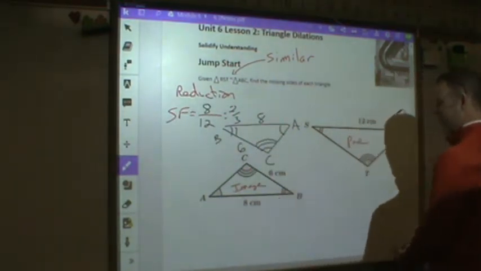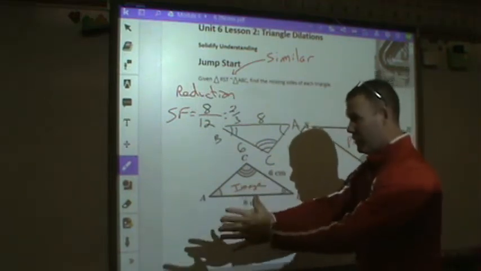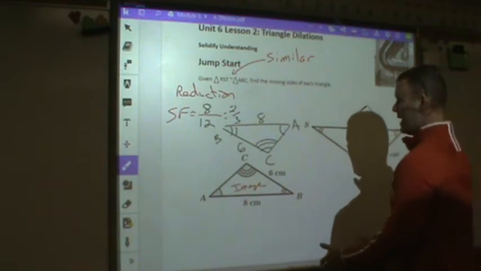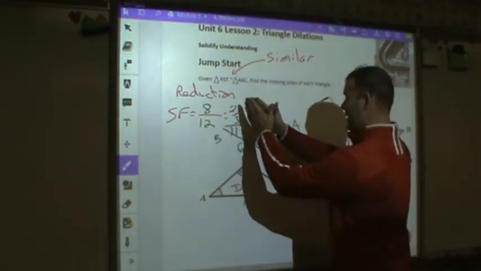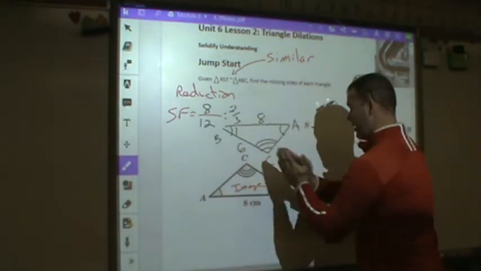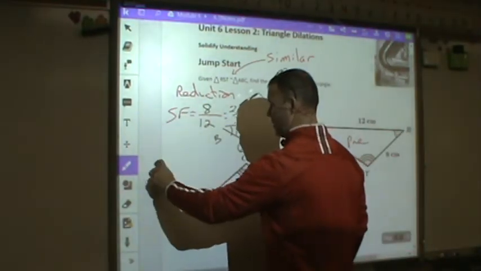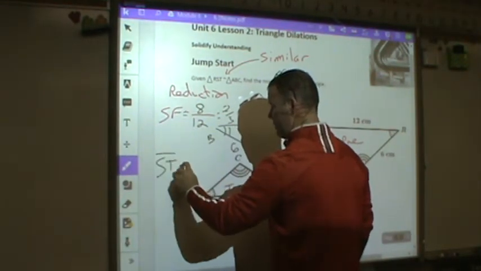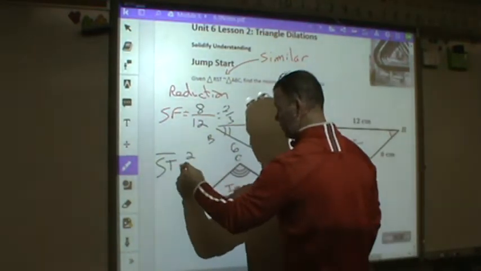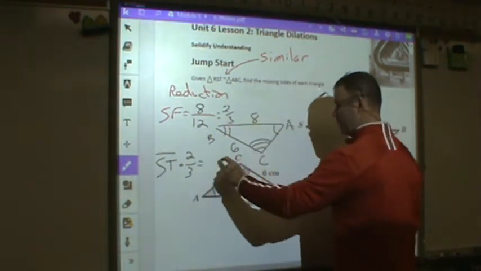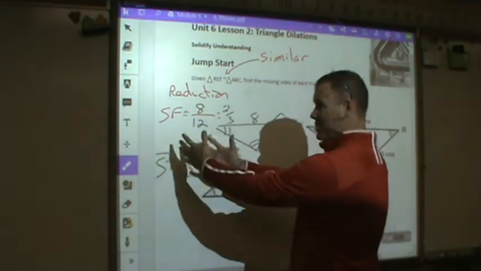So how does that help me find my sides? Well, again, here's a review on how we set up our equations. We take a side in the pre-image, we multiply it by the scale factor to get the side in our image. So what is the side in our pre-image that we want to find? We want to find ST. So I'm going to go ahead and label that ST. I'm going to multiply ST by my scale factor, which is 2/3, and that ought to be equal to 6. Now, this is simply a one-step problem.